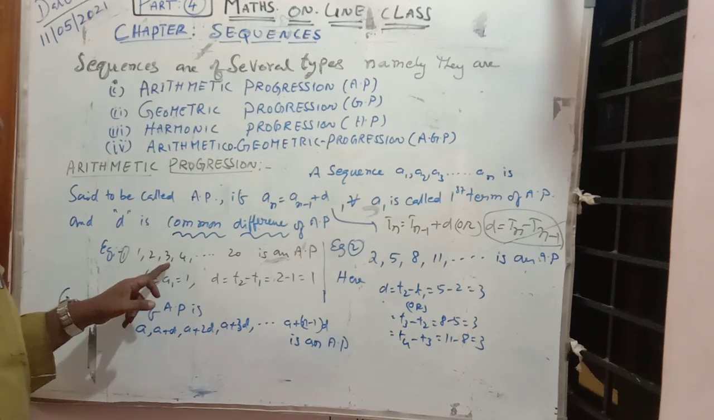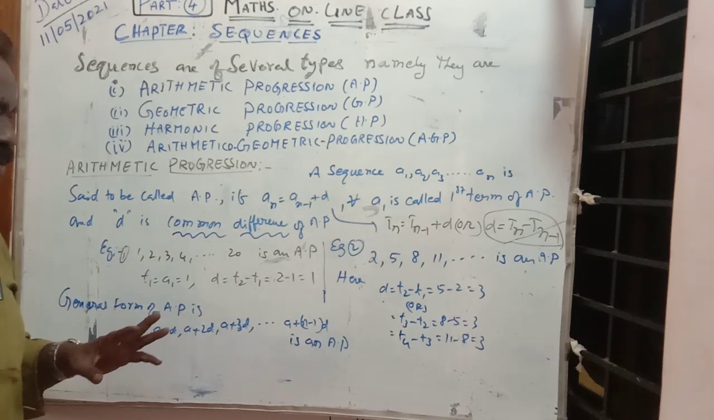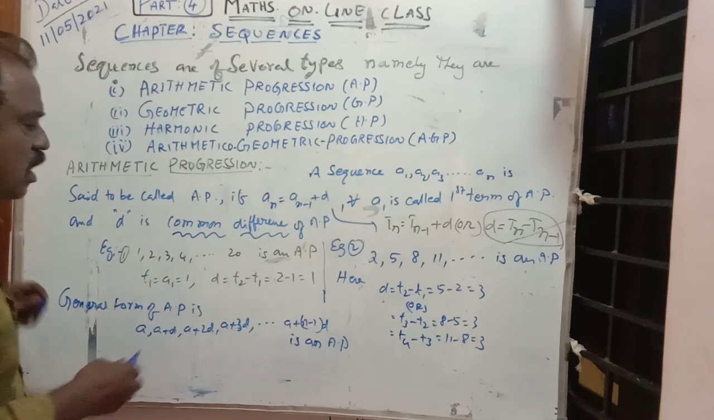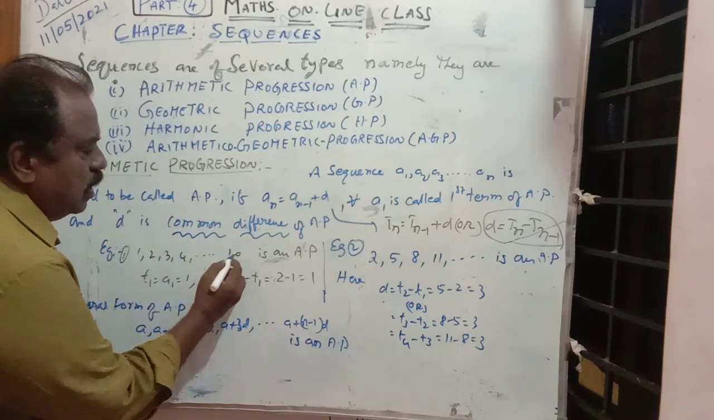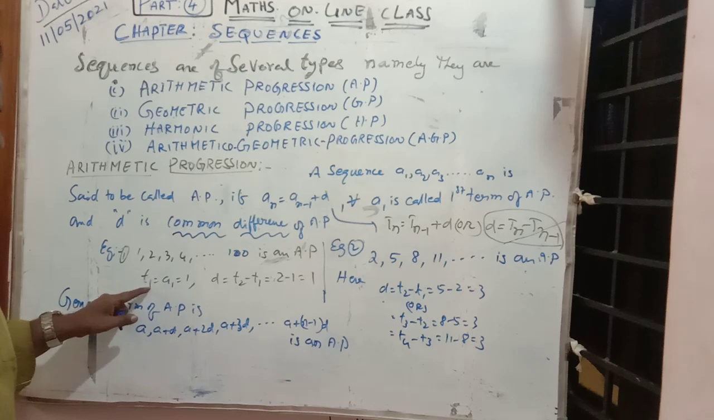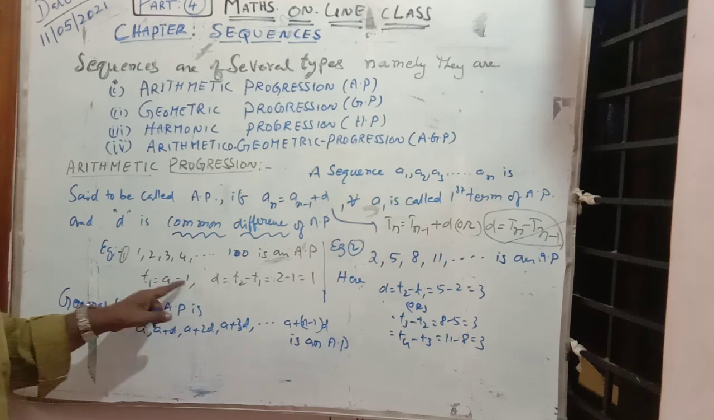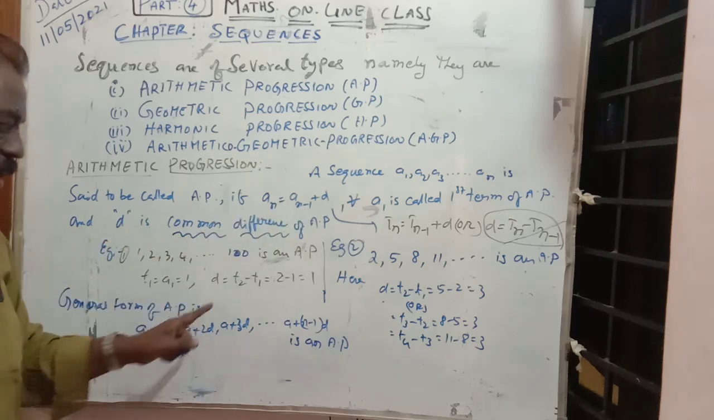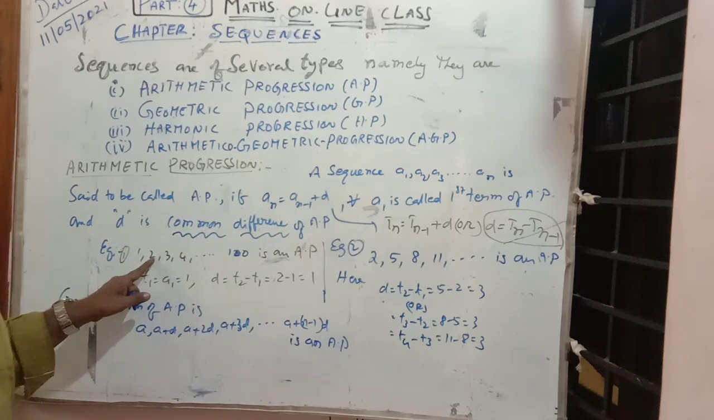1, 2, 3, 4, dash, dash, 20 or 25 or 100, whatever it may be, you take it. Okay, we will take 100. Here the first term is T1 or A1 in notation, that is 1. D is what I told you, T2 minus T1, the first difference.